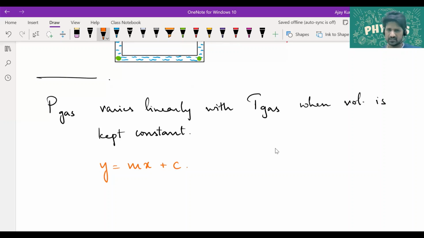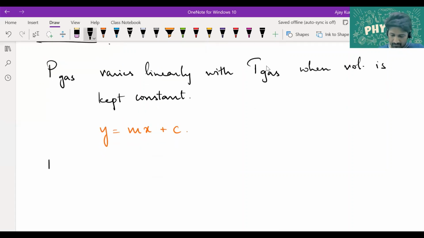Okay, linear equation. Yesterday we discussed. Yesterday, what was the idea that we used in mercury thermometers? The length of the mercury column is proportional to change in temperature. That means length varies linearly with temperature. Now, they found out experimentally that pressure of a gas varies linearly with temperature. Next, pressure in a liquid column.